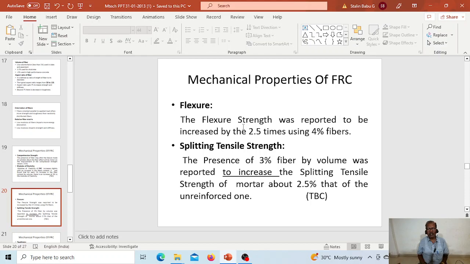Splitting tensile strength: the presence of 3% fiber by volume was reported to increase the splitting tensile strength of mortar to about 2.5 times that of the unreinforced one. Actually, in graduation, cubes and cylinders we did, that is 0.637 strength. Here it is splitting tensile strength. When you are adding fibers, either in cubes or cylinders, the split tensile strength is 2.5 times that of the unreinforced one.